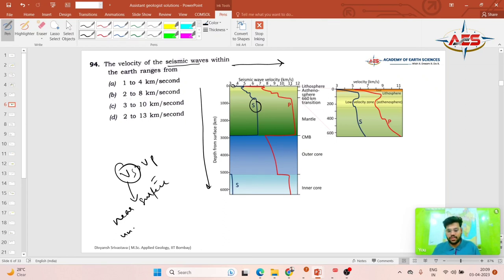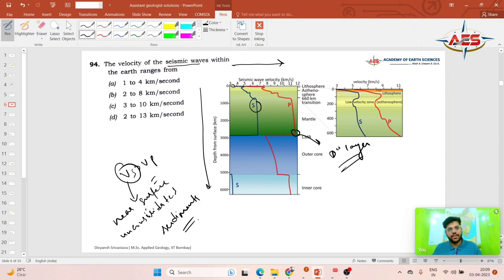obviously unconsolidated sediments or sedimentary rocks, and the maximum P wave velocity is reported just slightly before the D" layer, the Gutenberg, before the Gutenberg discontinuity.